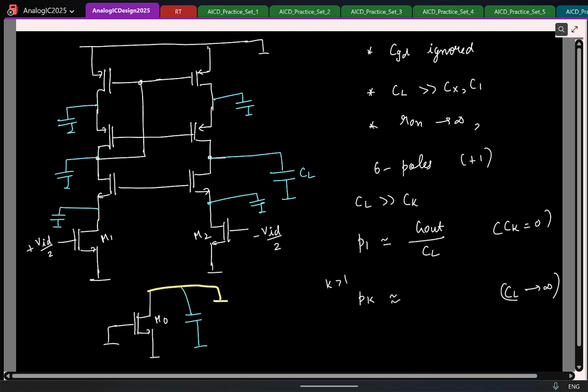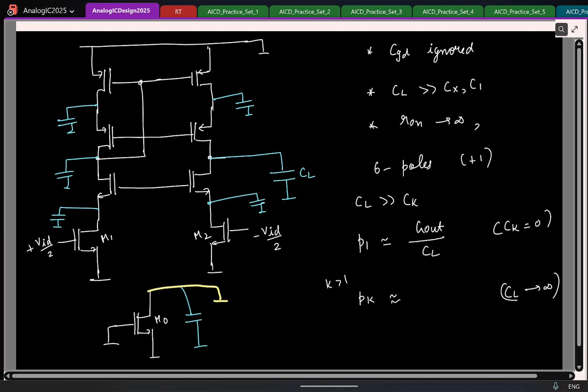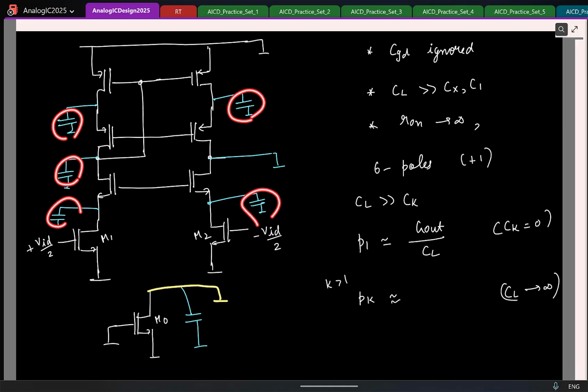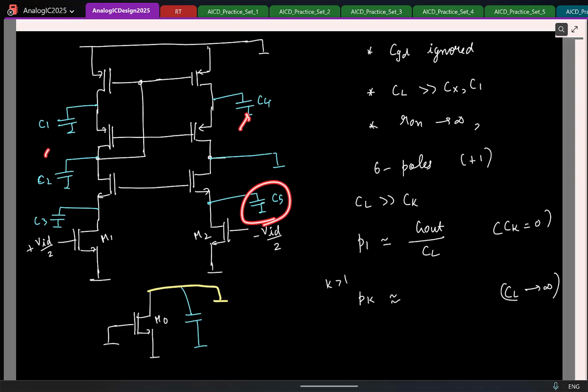But again, once you short CL, maybe I'll copy this. So let us say I've shorted CL now. You now have 1, 2, 3, 4, 5. Fifth order system. Once again, you can write the pole as 1 by RC only if the capacitors are uncoupled. So you can actually go and find out if that is the case. For example, if I mark it as C1, C2, C3, C4, C5, you can check maybe if C5 is uncoupled from all the other capacitors, and for checking that you find the resistance seen by C5.